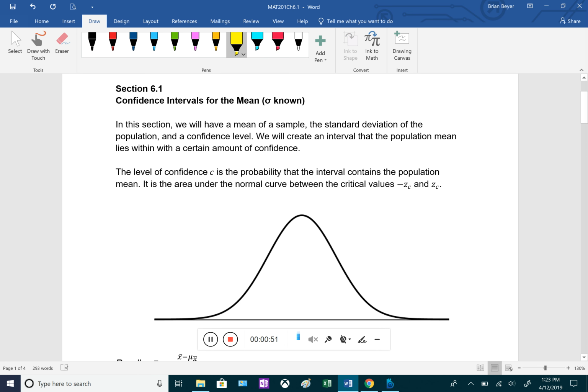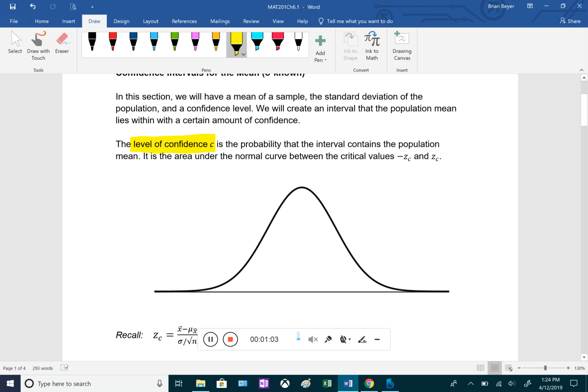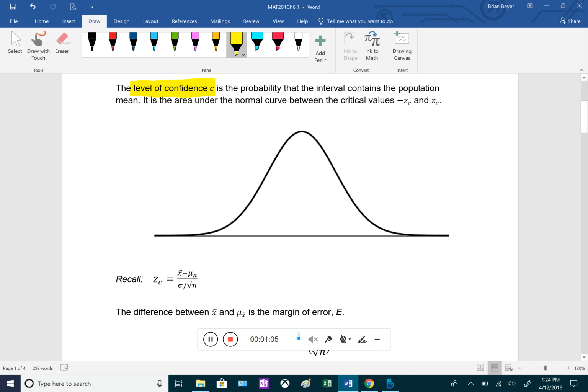The confidence level, or the level of confidence, we're going to denote with a C. It is the probability that the interval contains the population mean. And in terms of the standard normal curve, it's going to be the area under the normal curve between a negative z value and a positive z value. We're going to call these critical values and denote those negative z sub c and positive z sub c.